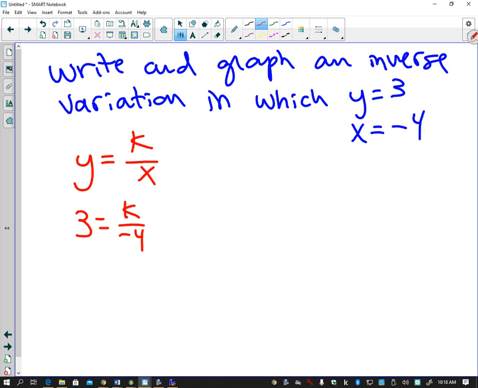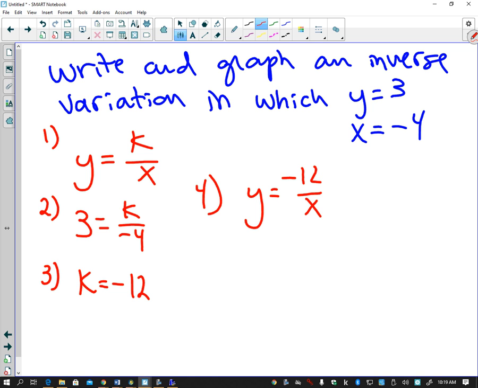Okay? So far, so step 1, step 2, step 3. Step 3 is solve for k. How do I solve for k? Multiply by -4 on each side, so k equals what? -12. Okay? The final step is write our inverse variation with our constant in our equation. So simply write y equals -12 over x. Okay? And I could say that our last step is going to be graphing it.